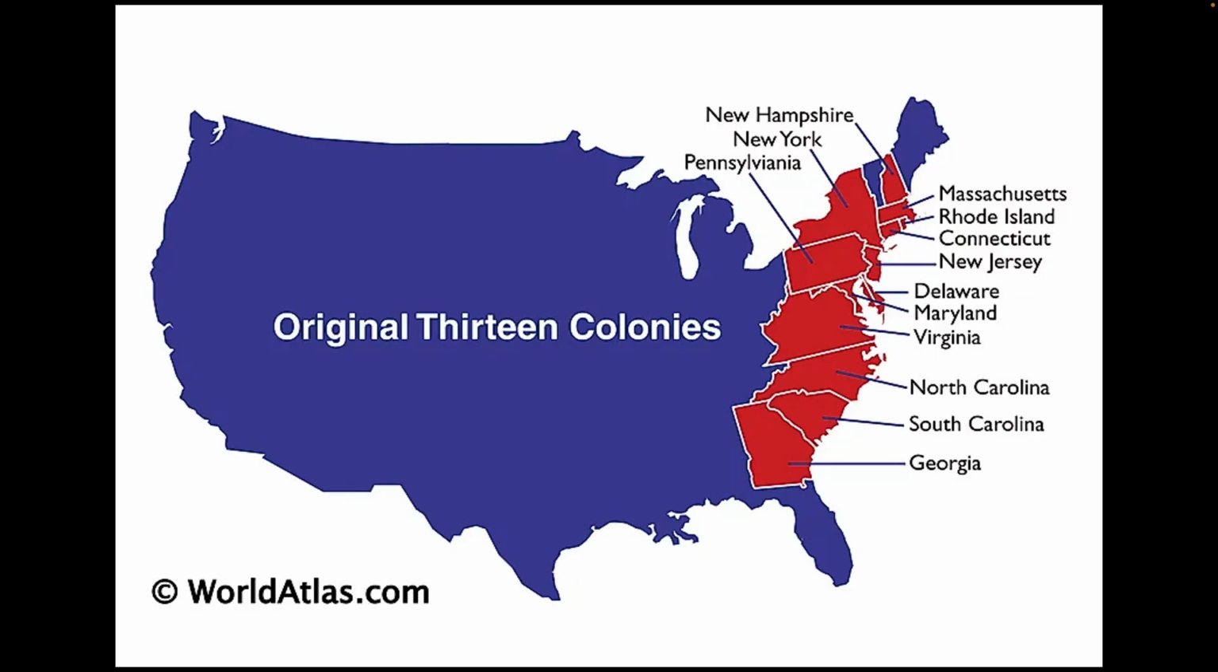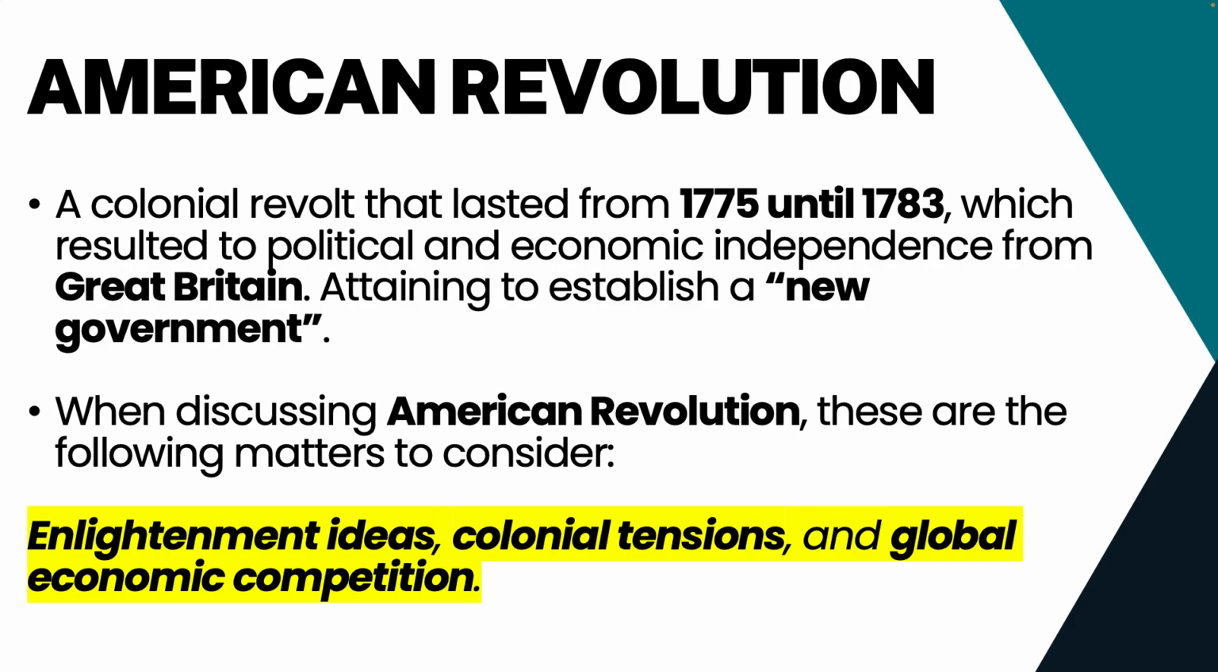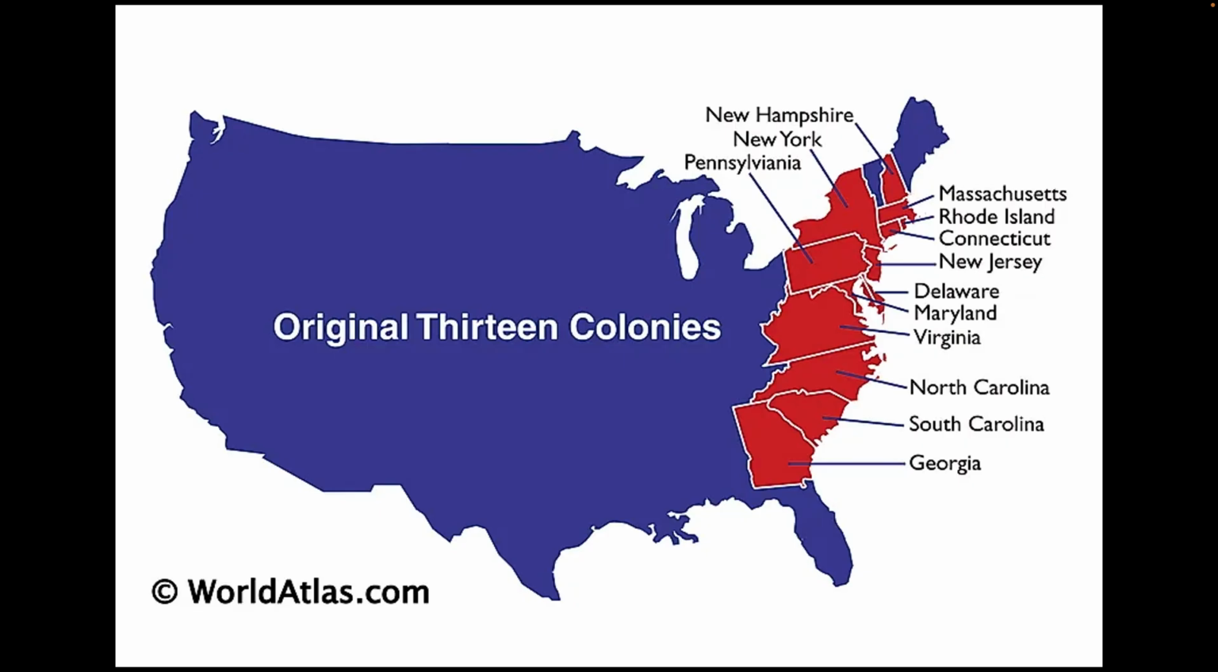Alright, this is what we call the original 13 colonies, or the 13 most autonomous colonies that were under the British rule. Let me enumerate them: New Hampshire, New York, Pennsylvania, Massachusetts, Rhode Island, Connecticut, New Jersey, Delaware, Maryland, Virginia, North Carolina, South Carolina, and Georgia. If you look at the map, they are very close to each other in terms of geography, in a basic sense.